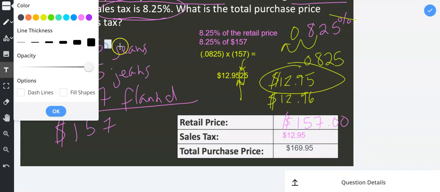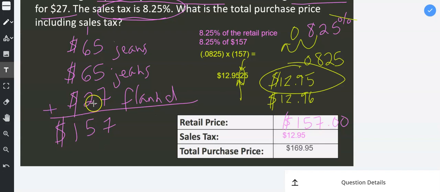So even though the retail price, when you add them all together, gives you $157, he also has to pay the $12.95 tax, which goes to the government. So in total, for the 2 jeans and the flannel, he pays $169.95.